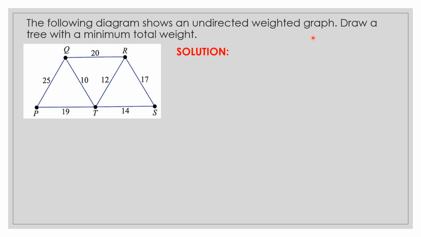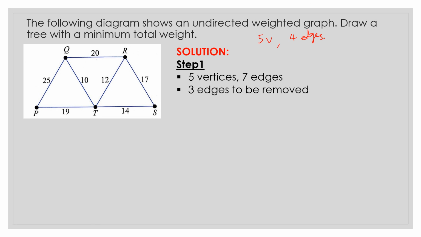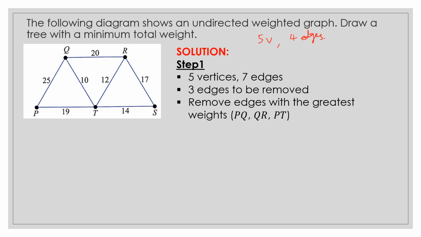So the solution here: the original graph has 5 vertices and 7 edges, but if you want to draw a tree, you must keep 5 vertices, but you must have 4 edges. So what you need to do is remove 3 edges. If you want a tree with a minimum total weight, we have to remove the edges with the greatest weight.